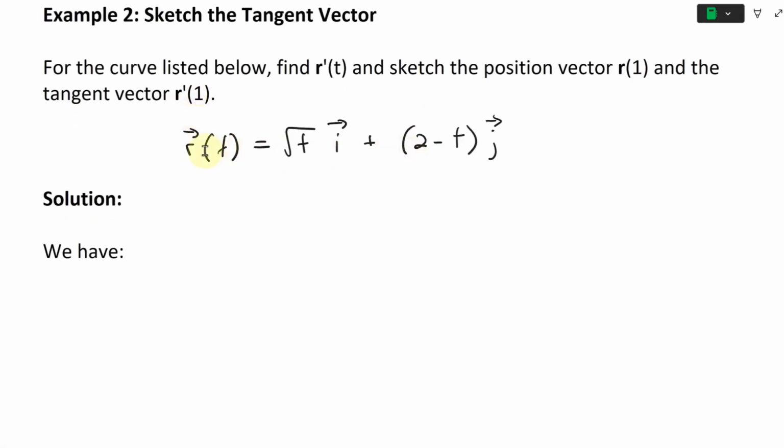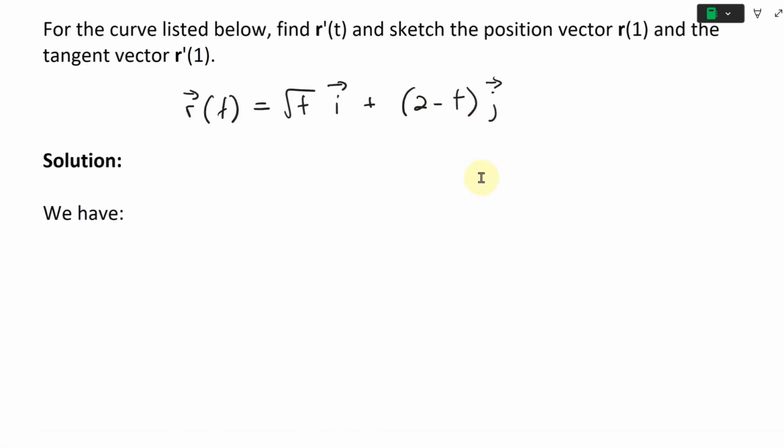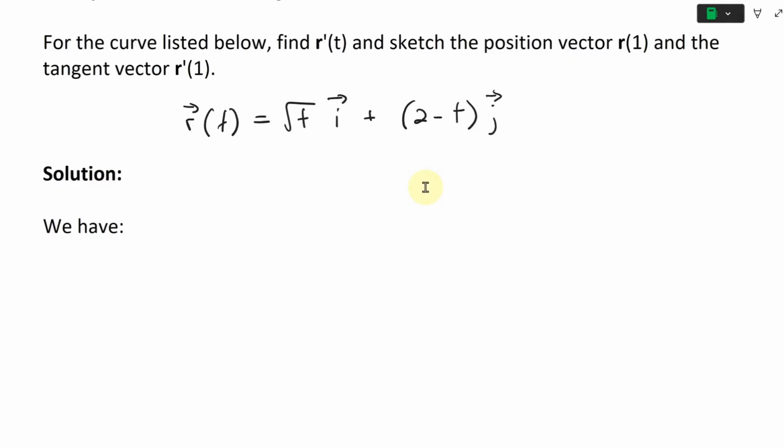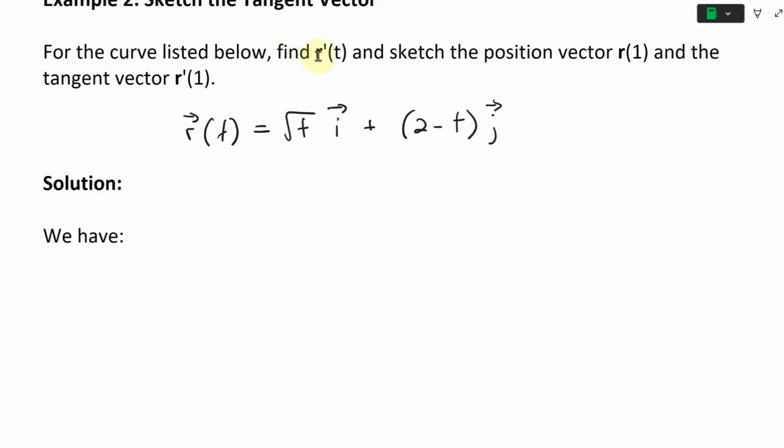The vector function r of t is equal to square root t times i plus 2 minus t times j, the j unit vector. All right, so let's take a look at the solution. Let's first get the derivative.